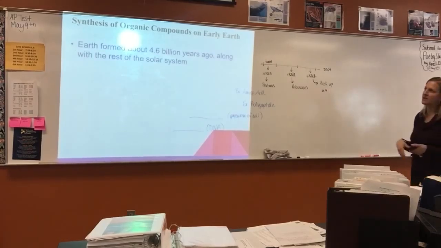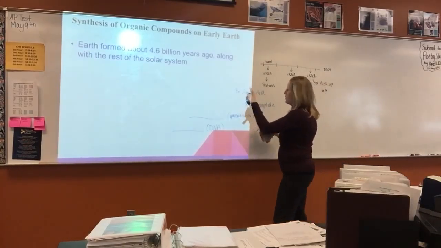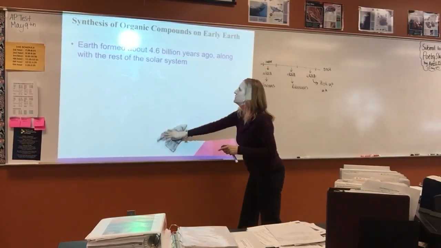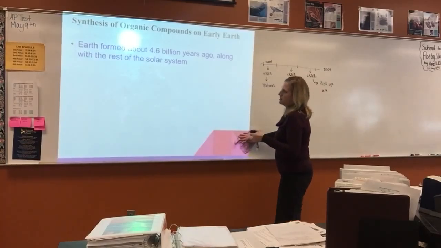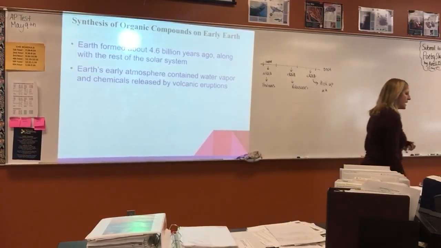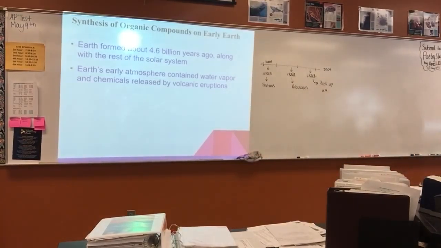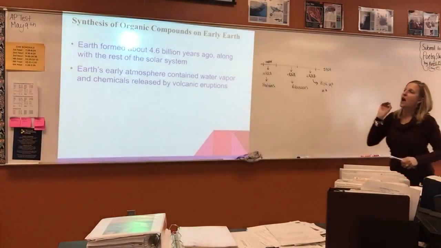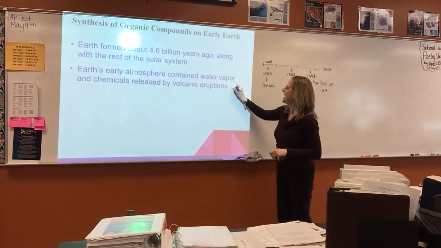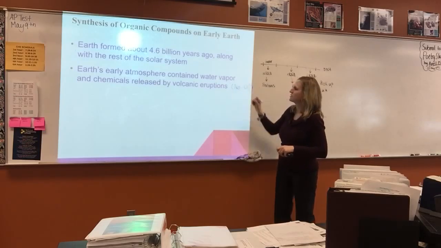The first one is the synthesis of organic compounds. A little history: Earth is roughly 4.6 billion years old. Its early atmosphere was very different from today's atmosphere. The early atmosphere contained water vapor and chemicals released by volcanic eruptions. It was very volatile and very warm, with a lot of volcanic eruptions putting certain gases in the air. What it did not have is oxygen, so no O2.